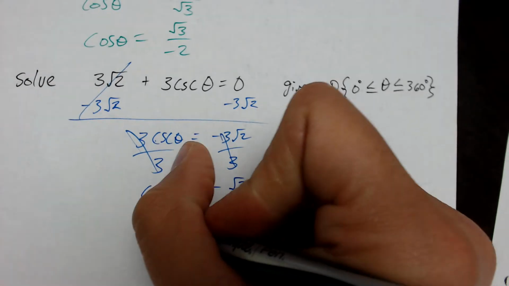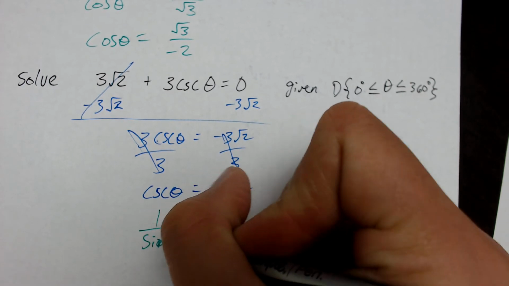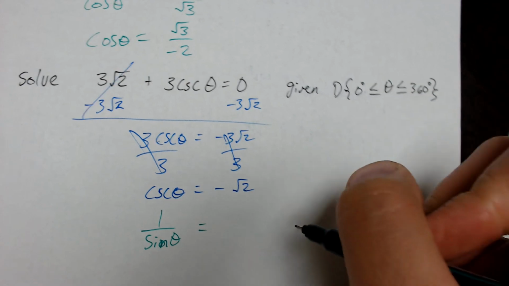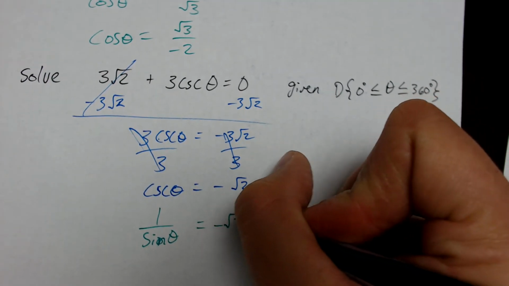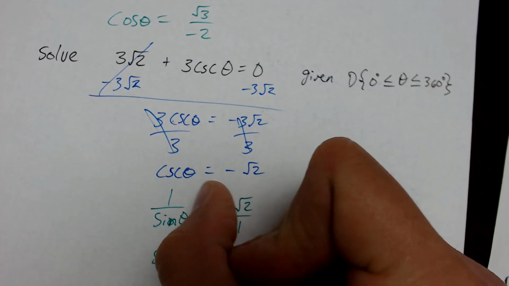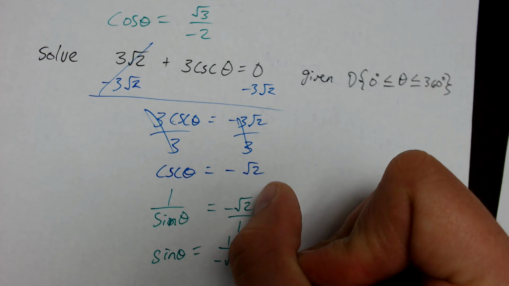Here I'm going to rewrite this. Cosecant is 1 over sine. So 1 over sine of theta is going to equal negative root 2 over 1. To invert it, I'll just flip both sides. So then sine of theta is going to equal 1 over negative root 2.